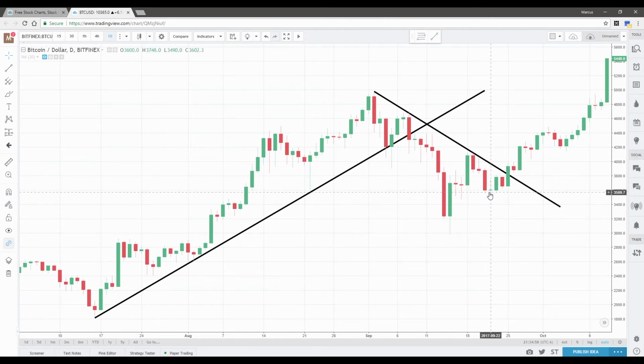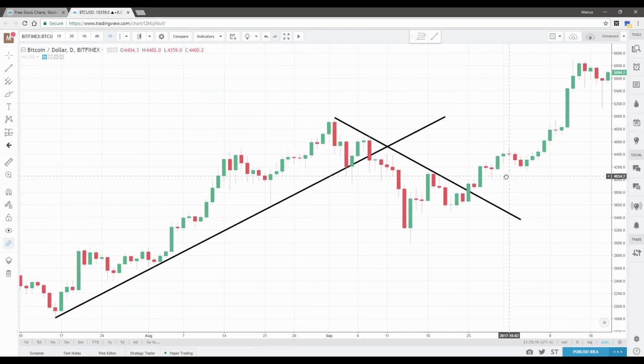Again, doesn't show to buy. Doesn't show to buy. Now we've broken it. All right, now we're really looking. Okay, because if the next candle holds above the trend line, now we're looking to buy. And sure enough, the next candle does hold above the trend line. So we'd be looking to buy around here.